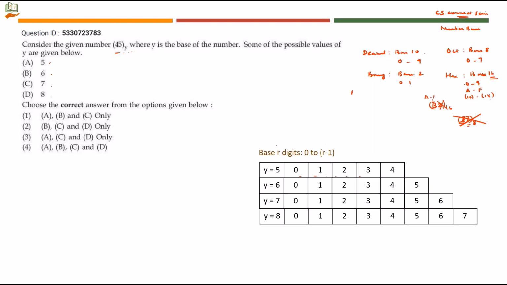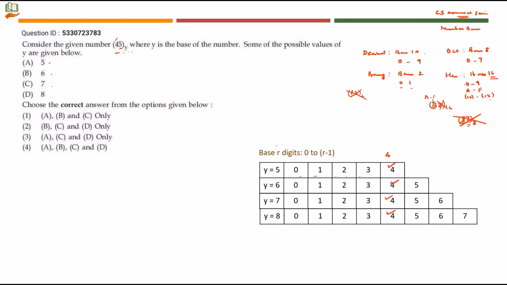Similarly, when I say there is a number called 12 with base 2, it is not possible because when you take base 2, you have possibilities of only getting 0 and 1. 2 cannot be the number of base 2. Number 4 is there. Is it a possible value in base 5? Yes, it is a possible value. 4 is there in 6. 4 is there in 7. 4 is there in 8.